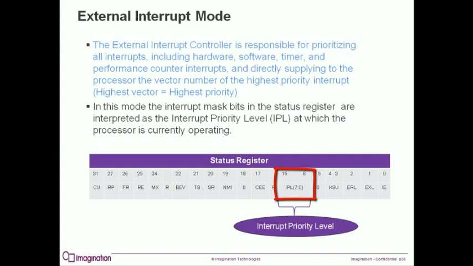If the requested priority level is higher than the interrupt priority level, the CPU writes this value to the RIPL field of the cause register and notifies the external interrupt controller that the request is being serviced. The RIPL is used as a vector number and the CPU begins to execute code at that vector.